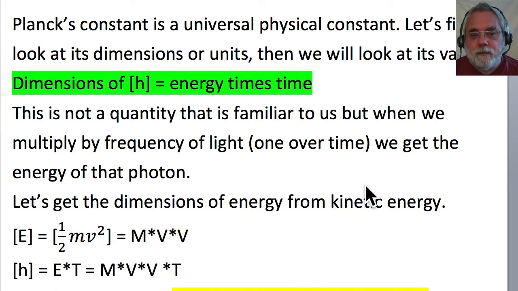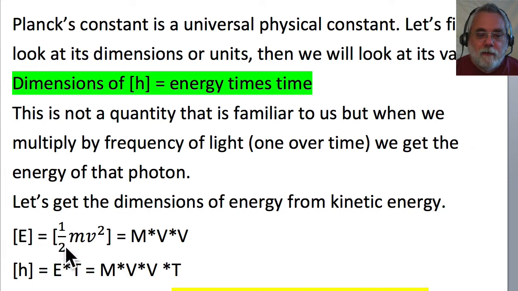Let's first look at its dimensions or units, then we'll look at its value. The dimensions of h are energy times time. This is not a quantity that is familiar to us. Physicists call it action. But when we multiply by the frequency of light, 1 over time, we get the energy of the photon. Let's get the dimensions of energy from kinetic energy.